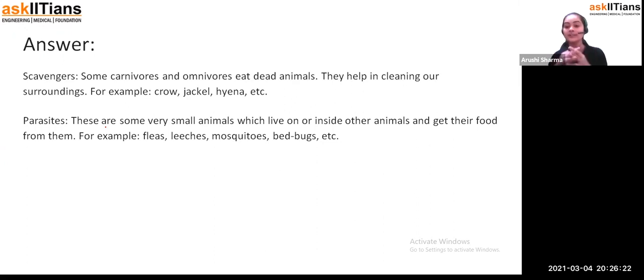How? For example, if a lion dies, it can undergo decomposition, but the decomposition will be a long process. So to keep the surroundings clean, we have scavengers, because they survive only on dead organisms. That's how they help in cleaning our environment. Some examples are crow and jackal.